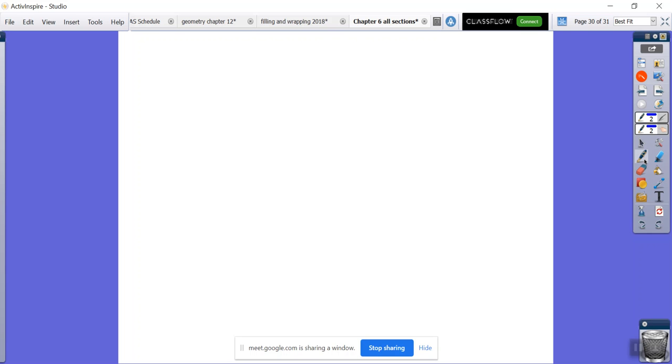Can you read it out loud to me? Yeah. 2y over y squared minus 25, minus y over y minus 5. Okay. All right, so the first step is always the same. We need to factor anything that is factorable.